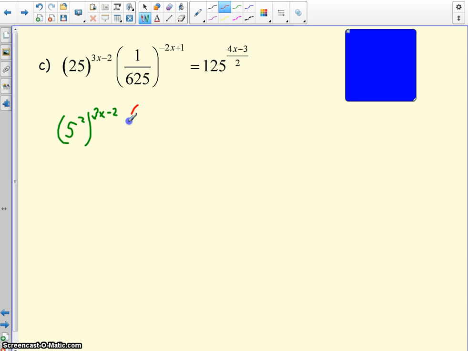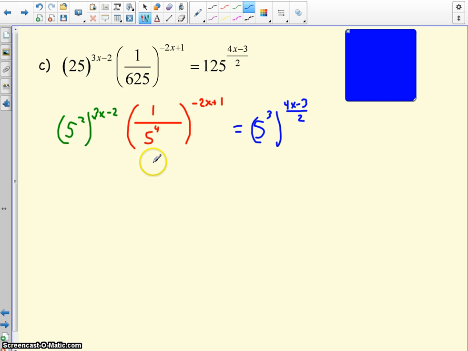I'm going to rewrite 625 as 5 to the exponent 4. So I have 1 over 5 to the 4. I'll deal with the 1 over part next. Okay, and then, of course, 125 is 5 cubed. Okay, so that's the key first step there, trying to get everything at least underneath the same base, and then try and simplify as much as you can.